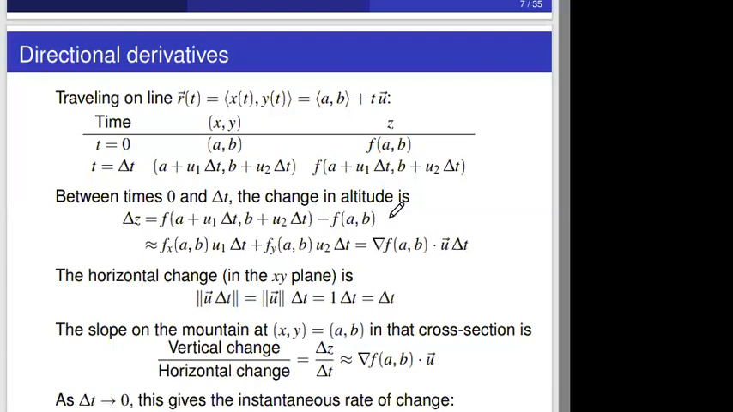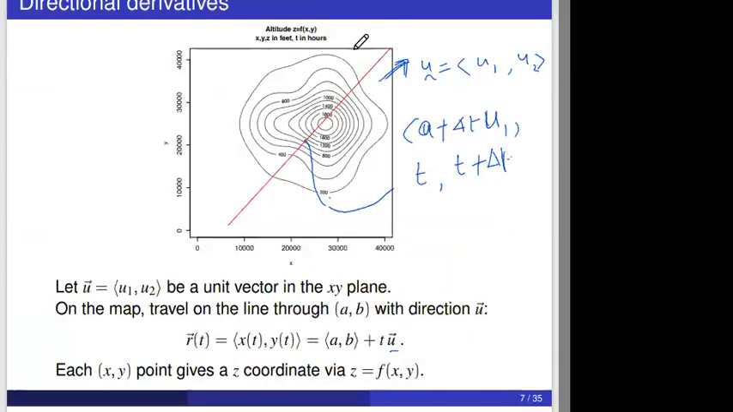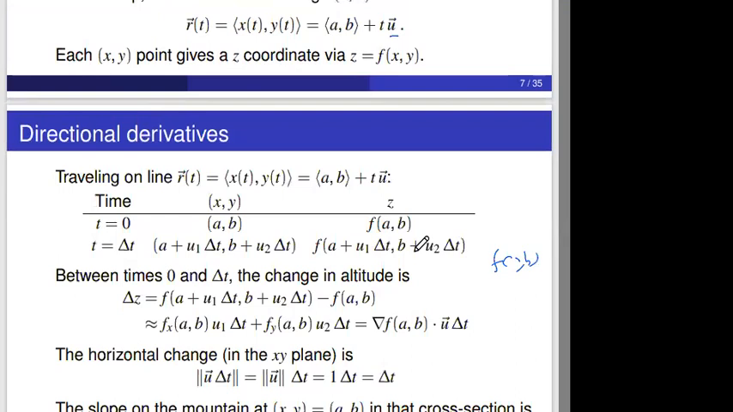Earlier his height is f of (a, b), and if he moves in this direction, this is the OXY projection in this direction, his height changes to this. Then the difference between these two heights is the change in z direction, delta z.